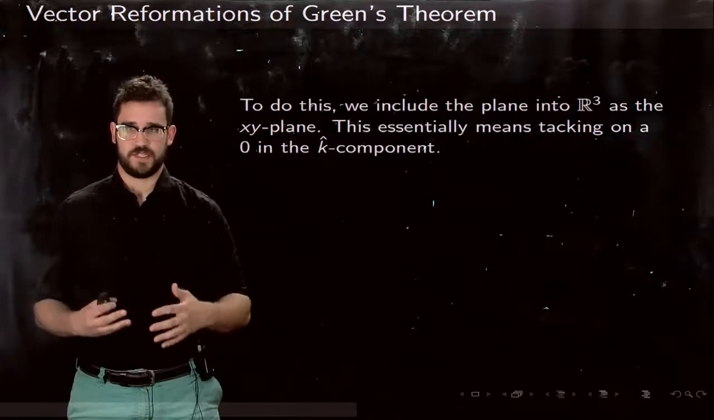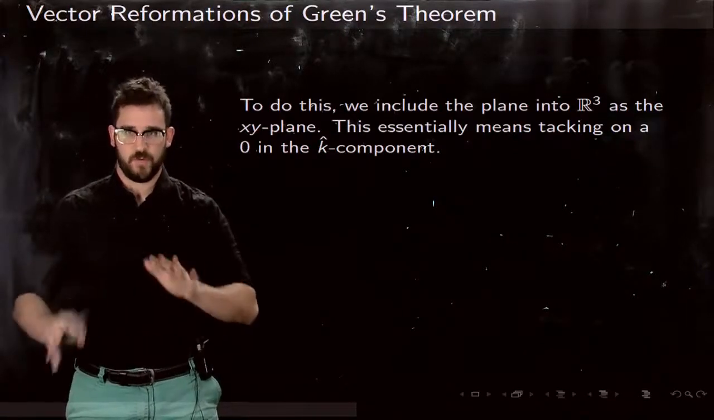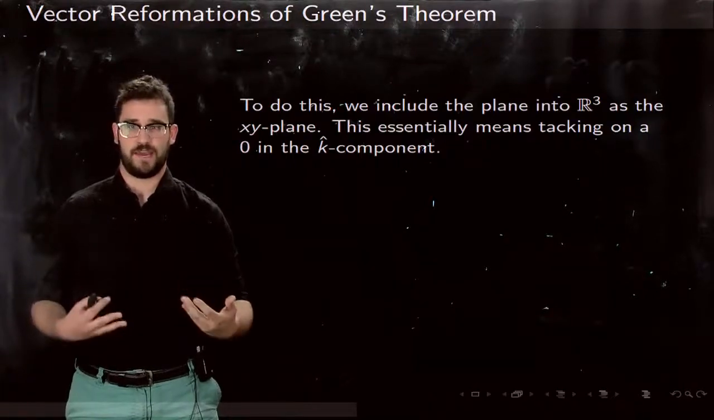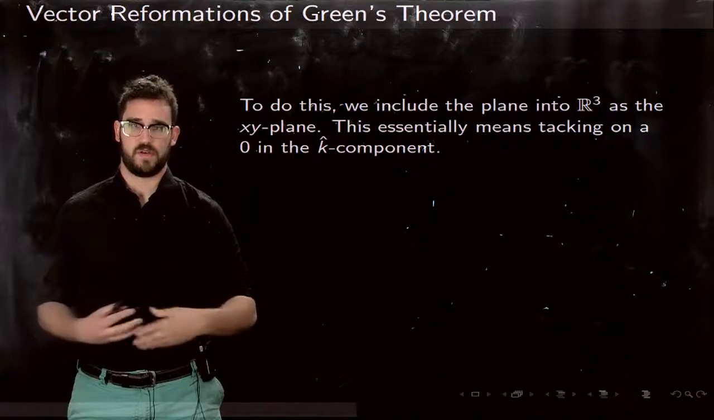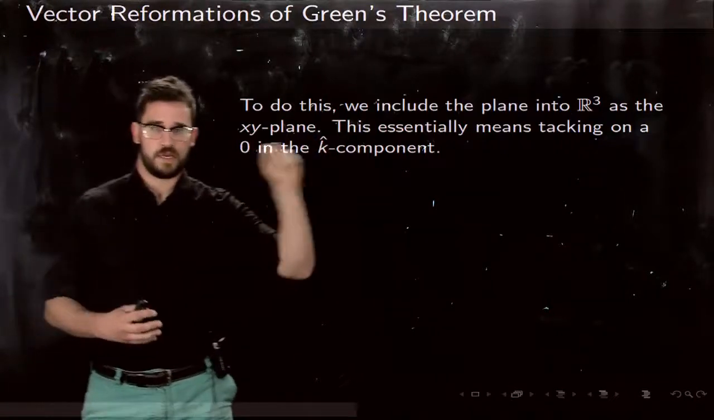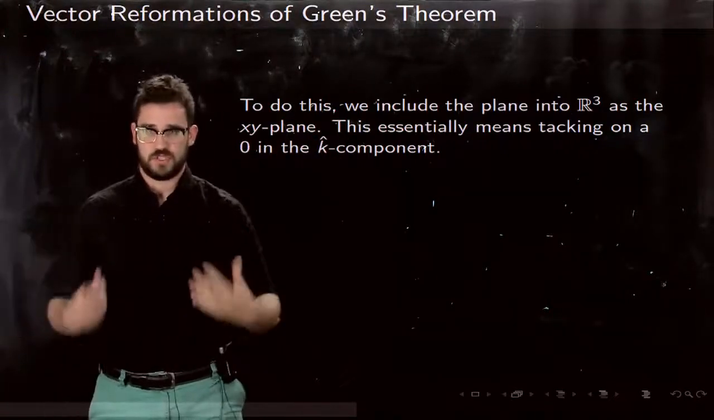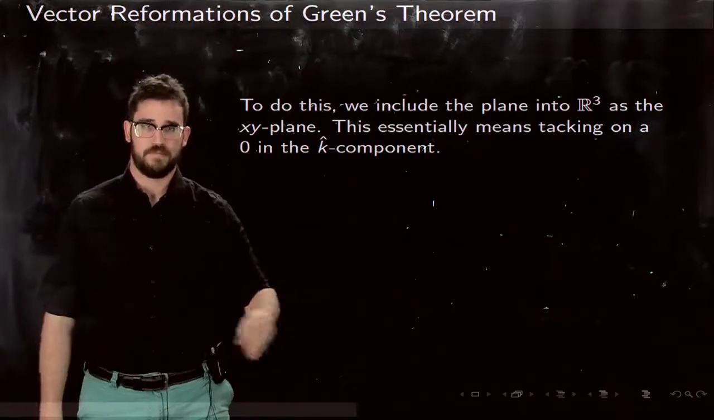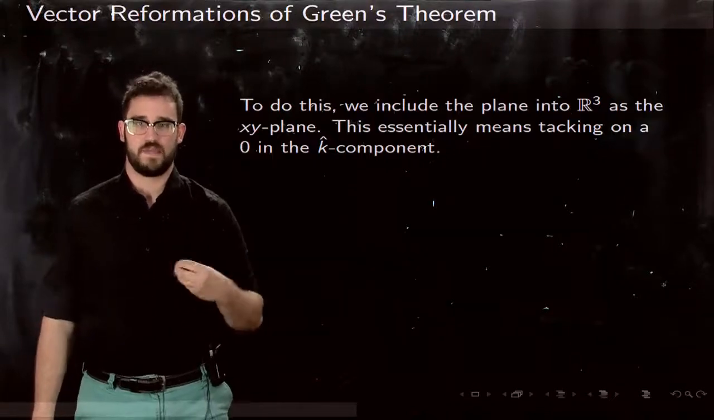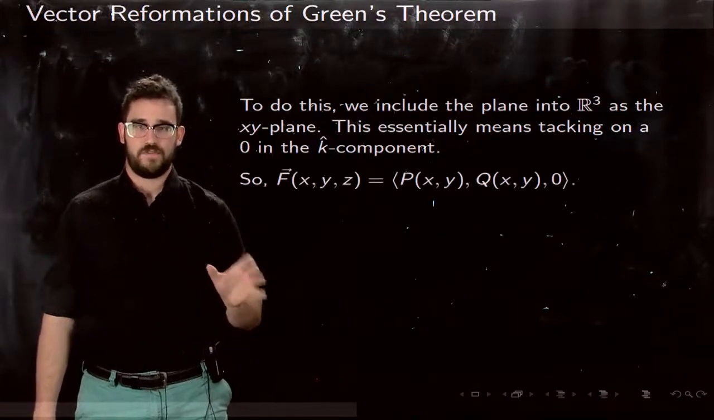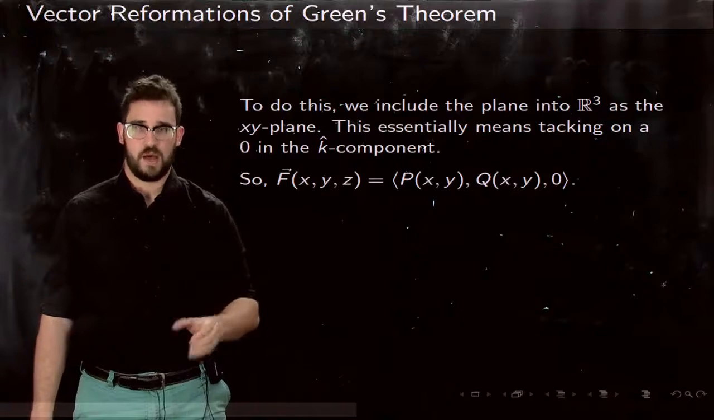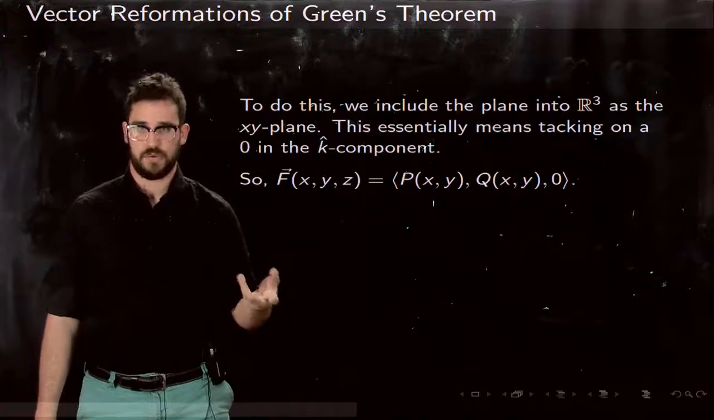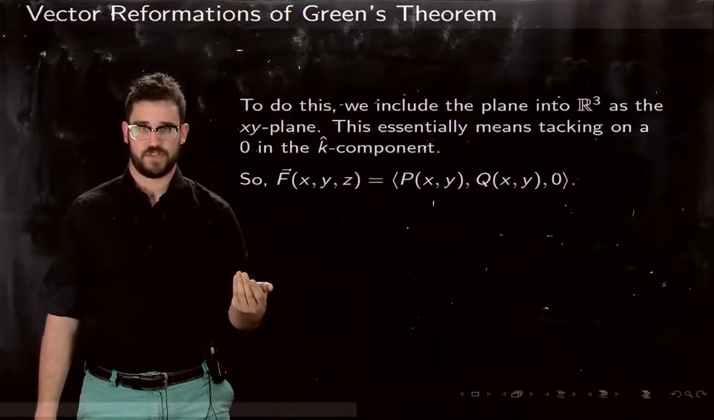Now that we've seen Green's theorem, let's do some reformulations of Green's theorem, knowing our three-dimensional vectors and our curl and divergence that we've already learned. So we include our typical 2D thought into R3 as the xy plane. This means tacking on a 0 in the k component. So F of x, y is now P of x, y, Q of x, y, comma 0. So in other words, R is just equal to 0 when we were thinking of curl and divergence.